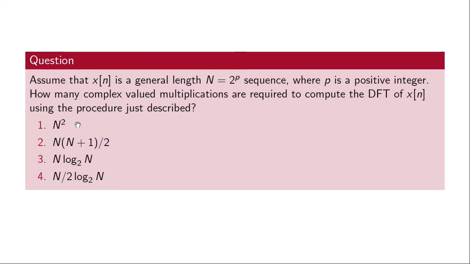Would it be n squared? Would it be n times n plus 1 over 2? Would it be n times log 2 of n? Or would it be n over 2 times log 2 of n? The correct answer is n over 2 log 2 of n, so option number 4.